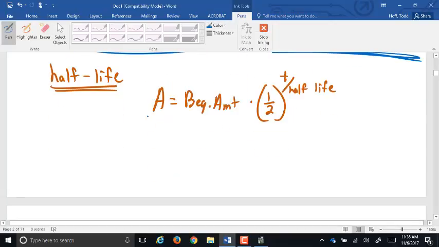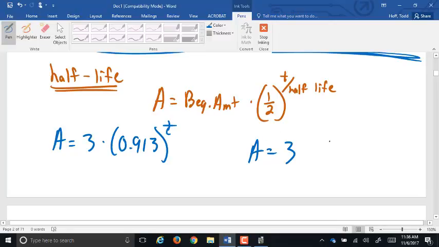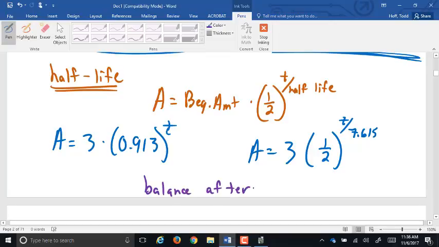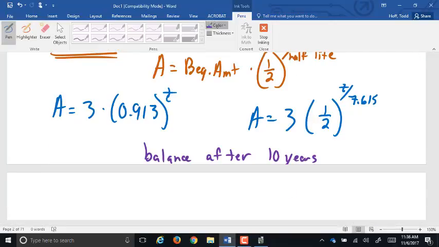So I'm going to take this formula here, A equals 3 times 0.913, and I'm going to compare it to this model here, where A equals that beginning amount, still 3, times 1/2 to the power of t divided by that half-life we found of 7.615 years. And let's find the balance after 10 years. Now we've already done this with this formula over here.